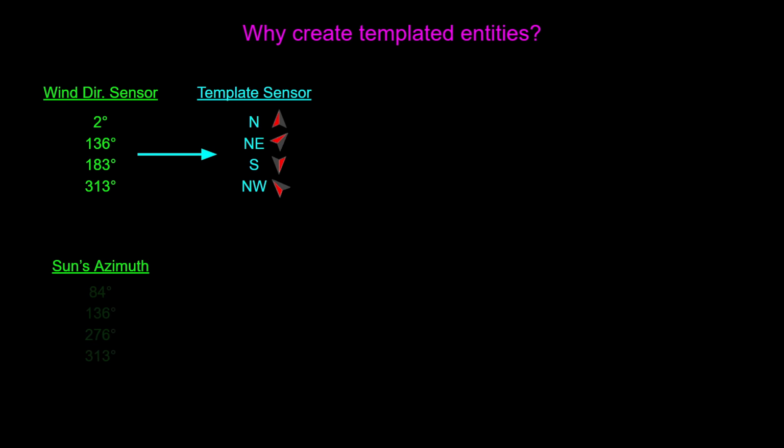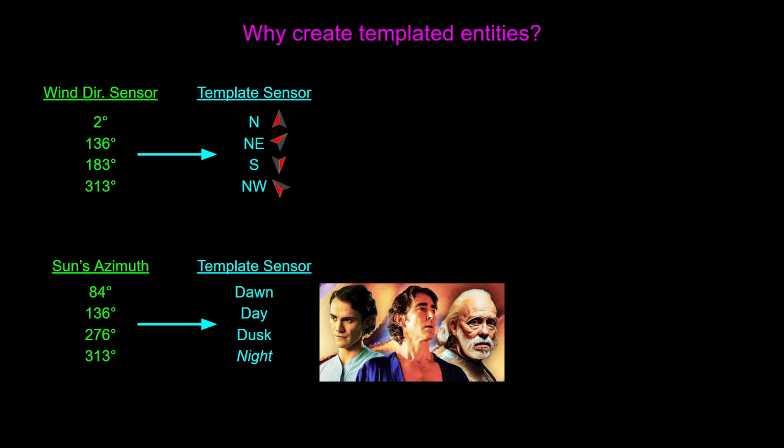Or maybe you want to use Home Assistant's sun integration to determine the position of the sun. Once again, the degrees returned by one of the sensor attributes, azimuth in this case, is in degrees, which probably doesn't mean a lot to most people. But once again, you can create a templated sensor and convert the ranges of degrees to something more meaningful, like say dawn, day, or dusk, or night if it isn't one of those three.